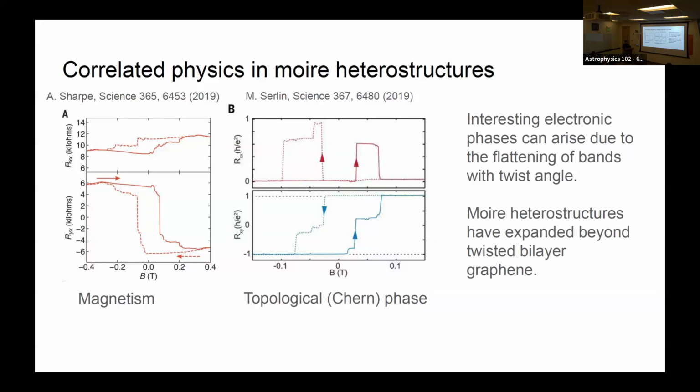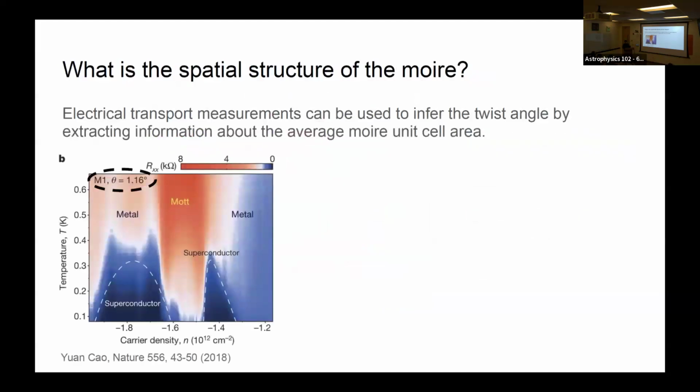But one thing I'd like to take a step back and focus on is: what is this twist angle that they report from their measurements? And how is that actually related to the spatial structure of the moiré? I won't go into the details, but using transport, we can extract information about the average moiré unit cell, so you can figure out how many electrons you fit into the system before you reach the band insulating state. And just from that area, you can extract the twist angle, because you know how the area of the moiré unit cell scales.